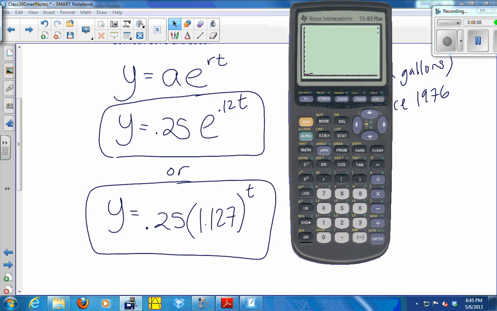And we graph. So there's my first function, and there's my second function. They are exactly the same. So two functions, exactly the same, just two different ways of writing the same model.